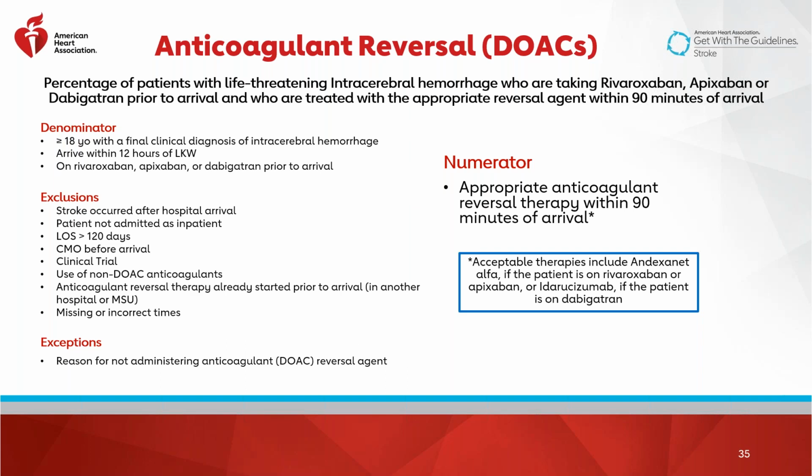This also has the same principle of the timing of within 12 hours. They're on one of the DOACs, and the reversals are given, one of the proper reversals for the specific DOAC that they were on at arrival. Again, within 90 minutes. So there are two parts to the numerator for both the warfarin and the DOAC reversal measure. It's not only the 90 minutes, but it's also the specific reversal agents. There is a new variable that's added for a reason for not administering a reversal agent, the DOAC specific reversal agent. So that variable is in there. The coding instructions outline when to use that.